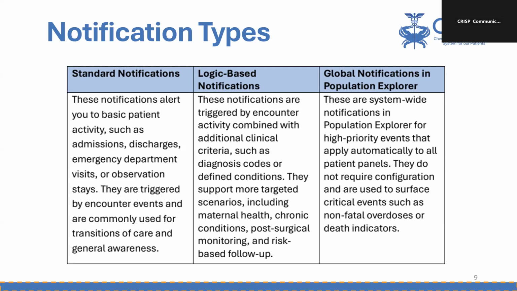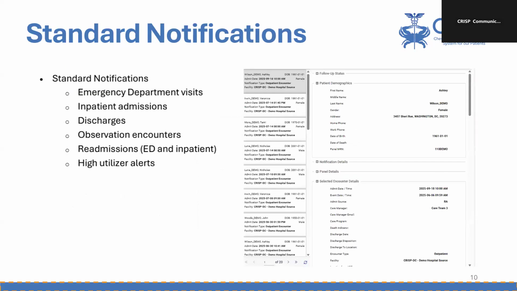The fourth type that is not shown here on the slide is our preventative services. I do have a slide on that in a second, but I'm going to run through a little bit more detail about these different notification types. So again, our standard notifications are like our encounter-based alerts. They are shown in Population Explorer as a white icon, and then they turn gray when you are looking at one specific record, and that's what you're seeing on the screen. So these are emergency room visits, inpatient admissions, discharges, observation encounters, readmissions, and high utilizer alerts.